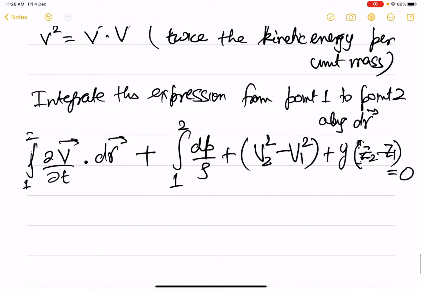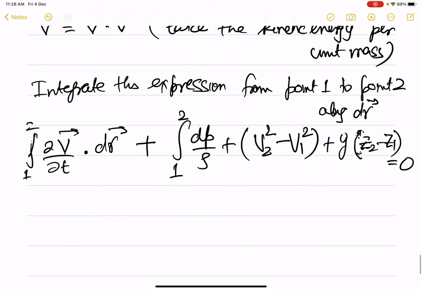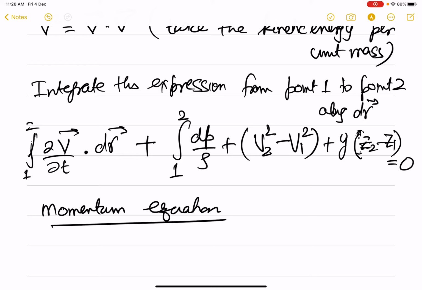Now you can see where we are leading to. So this is the equation which we have got. This has come from the differential momentum equation. We have looked at the momentum equation of inviscid flows, inviscid or irrotational flows.